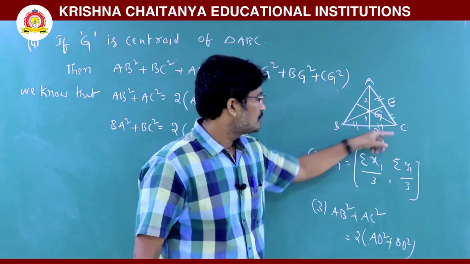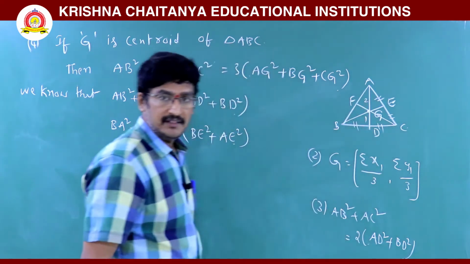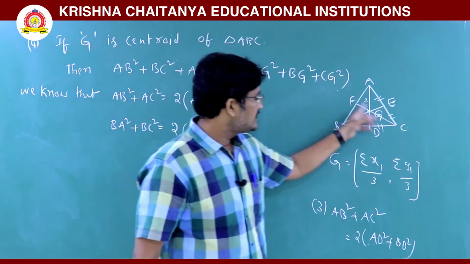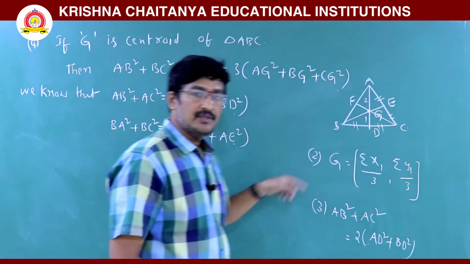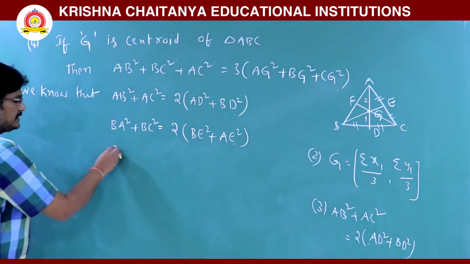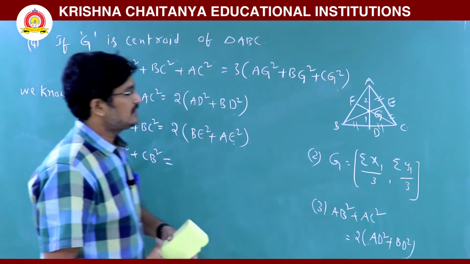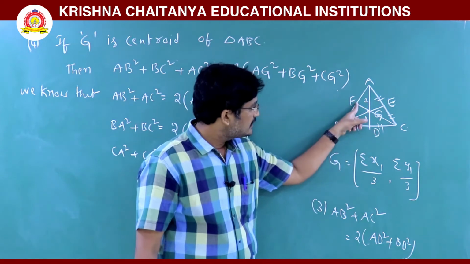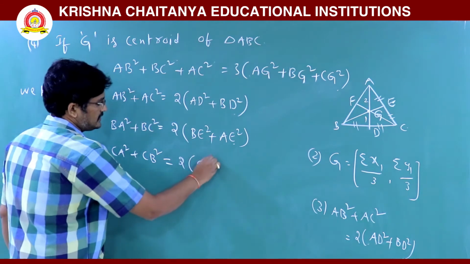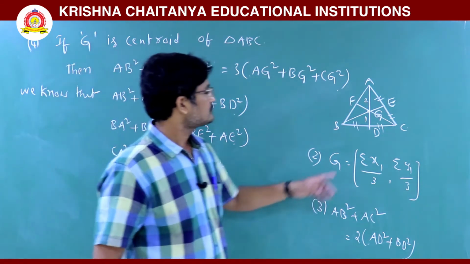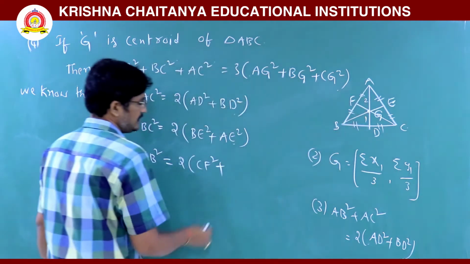Now you have to take one more. Suppose this is a median passing through C, take CF. With respect to this median, we write the similar property. CA square plus CB square is equal to 2 times of CF square, this is the median length, plus AF square or BF square. Both are the same.